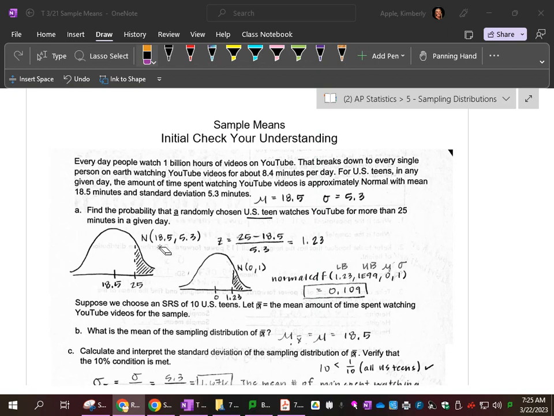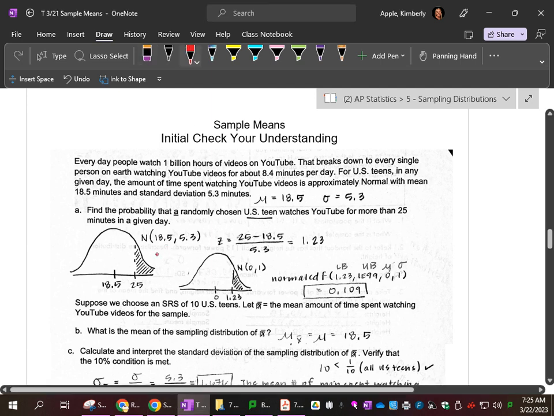And so when we draw our normal curve here, it's important that we use the population parameters. And so this is actually mu and sigma, which are listed here. I pulled that from this problem. And I constructed the normal curve and sketched the area that I'm looking for, which is greater than 25 minutes. Then this is the standardized curve with the z-score.